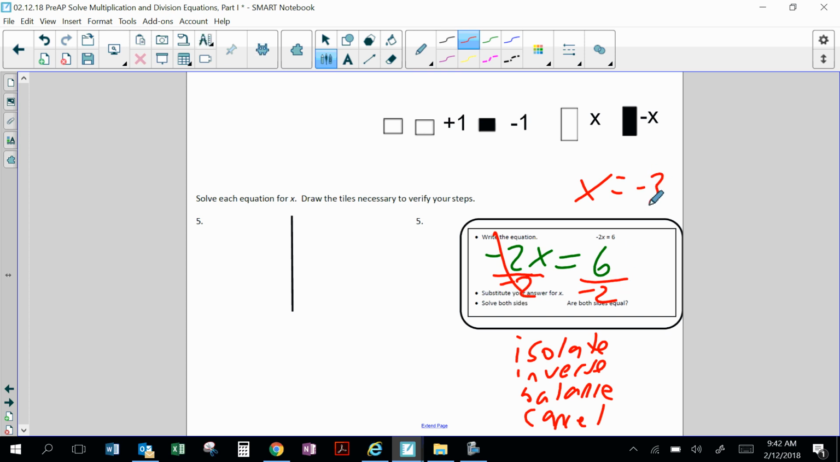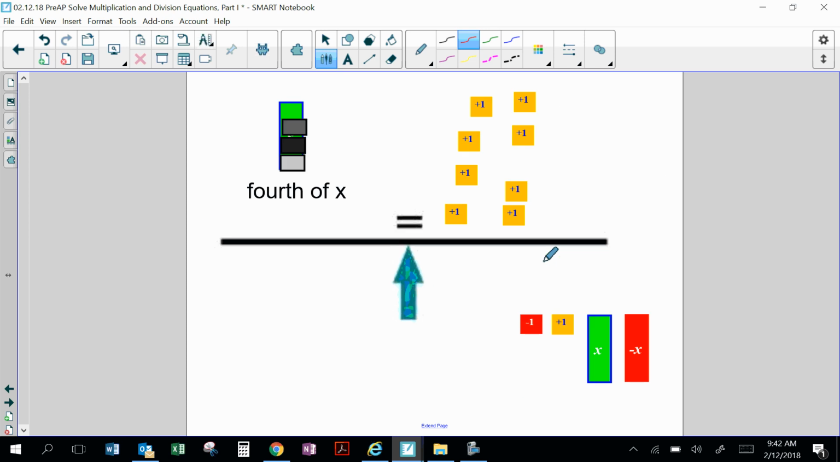Again, why are we dividing by negative 2? Because negative 2 divided by negative 2 is 1 whole. It cancels each other out. If you had put negative 2 divided by 2, that would be negative 1x. We're not solving for negative 1x. We're solving for x.